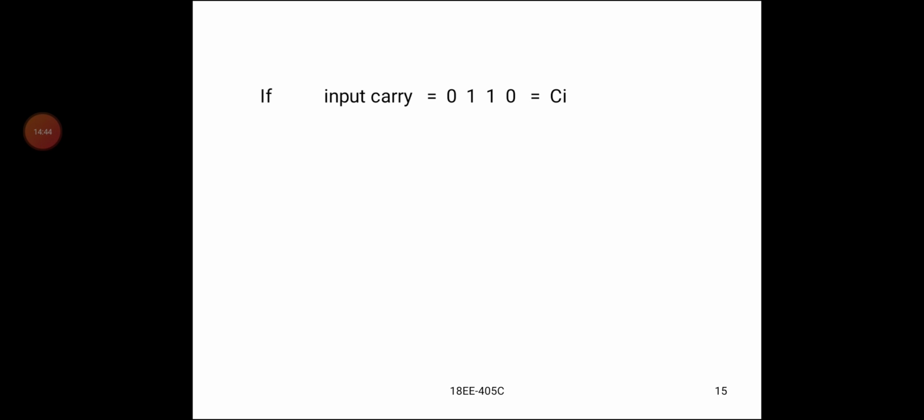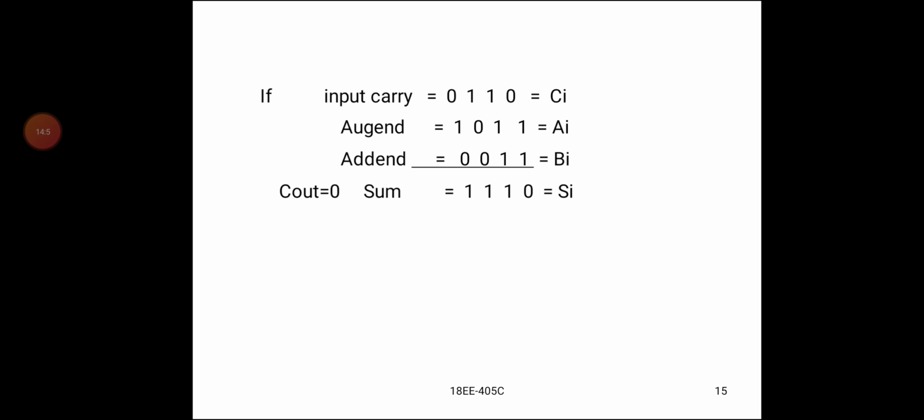If the input carry is 0110, the augend bits are 1011 and the addend bits are 0011, then Cout is equal to 0 and the sum is equivalent to 1110. So 1011 plus 0011 is 01110.